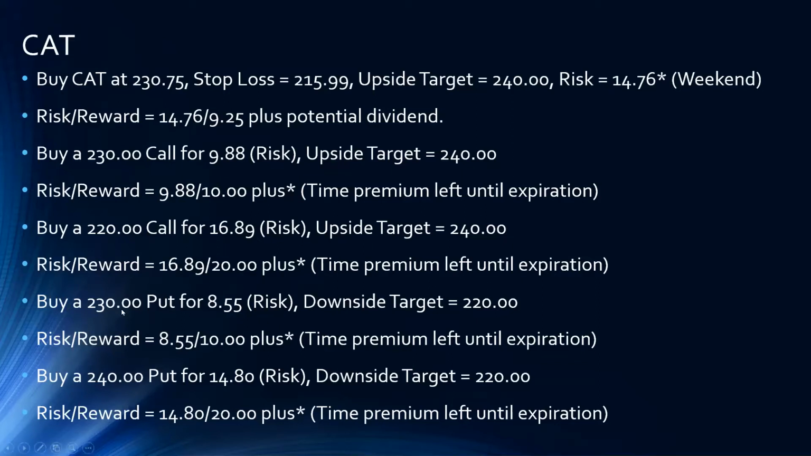If you were to buy the 230 put because you're bearish because of the fundamentals and you think the technicals are overdone, then you could purchase the 230 put, which is pretty much at the market. And by the way, Caterpillar is actually higher right now, so you would be losing money on this one. The downside target of 220, or a little bit beyond that, because we had 215, I believe, was the target. So your risk reward here would be risking $855 to make $1,000, plus your time premium as far as the value of your option.